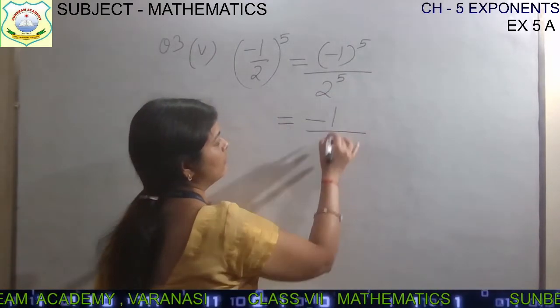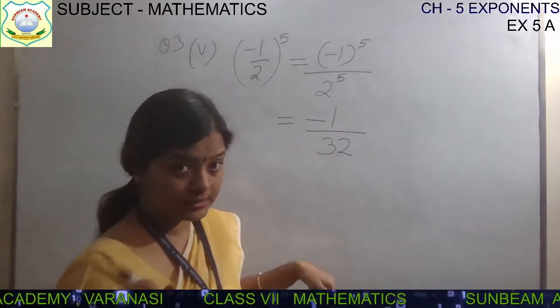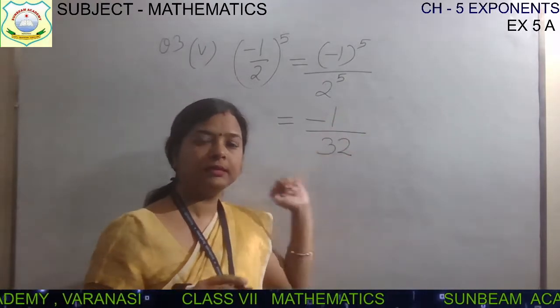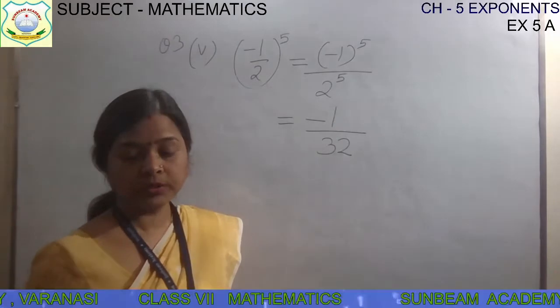Okay. 2 to the power 5 is 32. Third time we are doing this. Today itself, third time we are doing. 2 to the power 5 is 32. 2 into 2 into 2 into 2 into 2. 5 times you will multiply 2. So you will get 32.